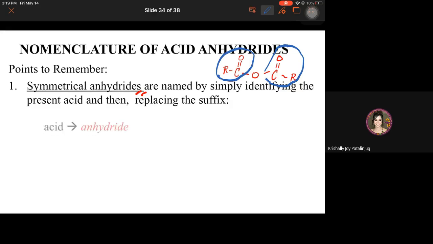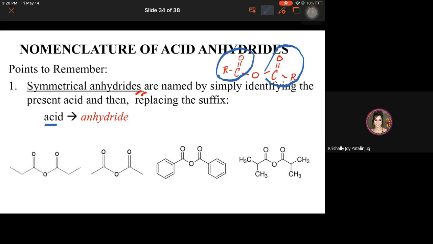Okay. Then replace the suffix. Example, the suffix is acid. Replace that to anhydride. For example, supposedly, di ba, kung erase nato ni siya, this is a carboxylic acid, tama? This carboxylic acid is, di ba, 1, 2, 3. This is propanoic acid. Sige, as if. These are all symmetrical. Take note, these are all symmetrical, meaning parehas ang both sides ng R group. Okay? So, this is propanoic acid.